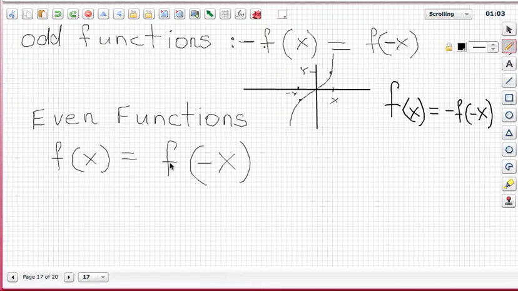An even function is a graph that is symmetrical about the y-axis, such as a graph like this. And this can only occur if f of x is equal to f of negative x.